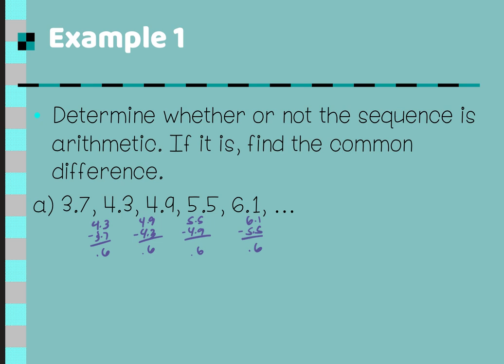So is it arithmetic? Yes. And what is my common difference? 0.6. Good. So if I could give you a tip, find something easy, like 4.3 to 4.9 is an easy thing to find the difference between. Find a pair that's easy, and then you can check it using the other ones.